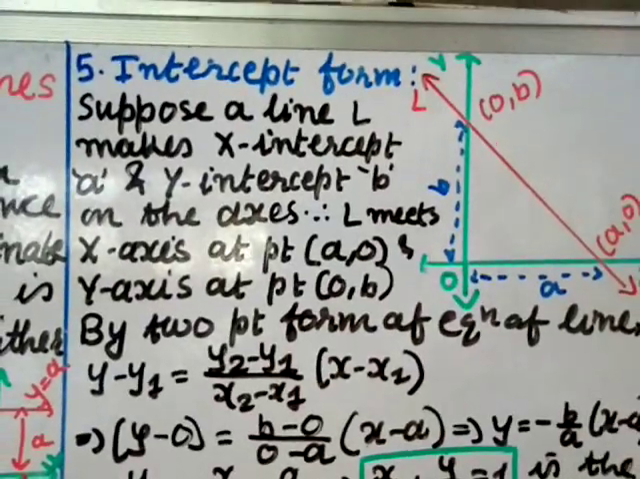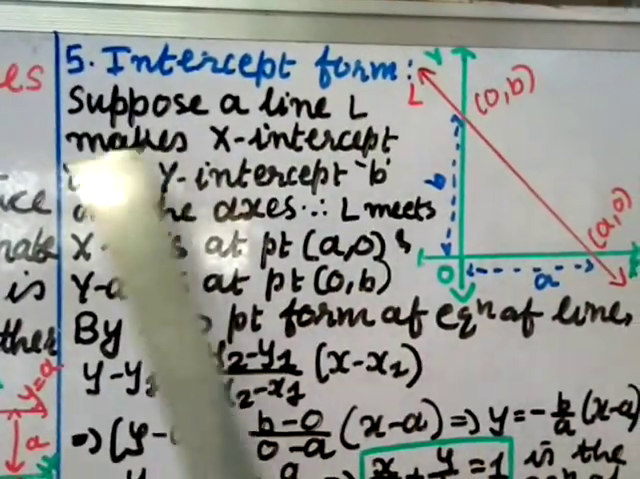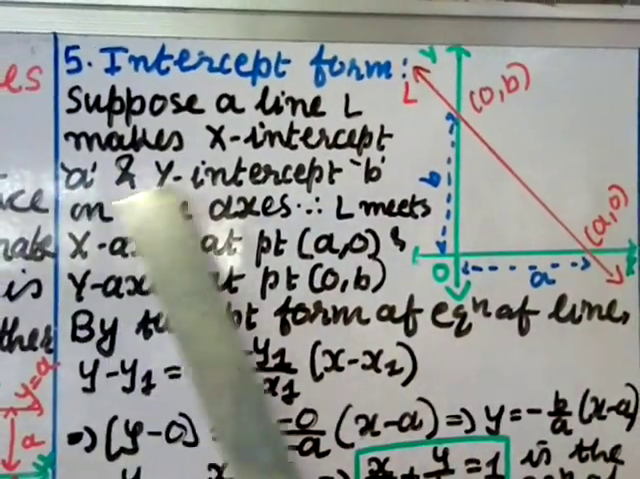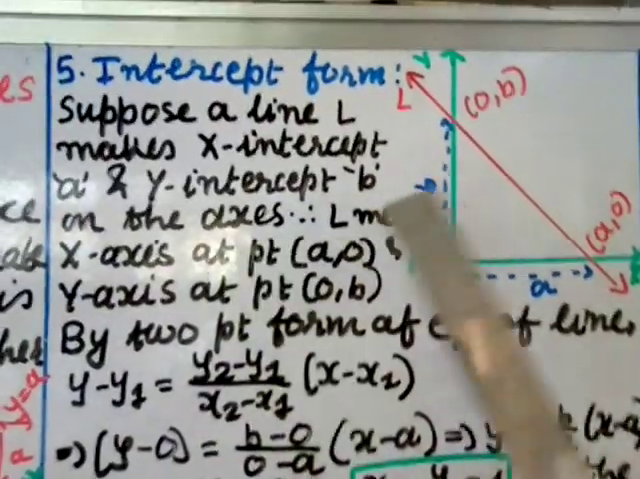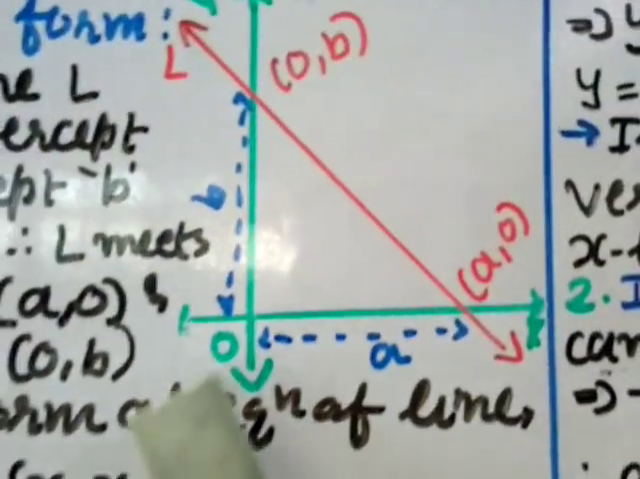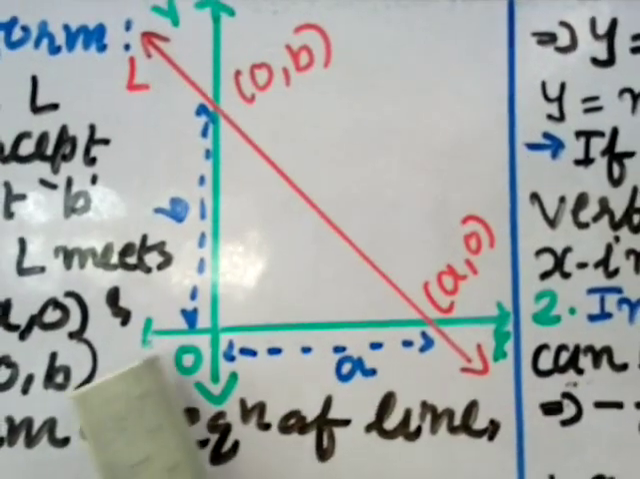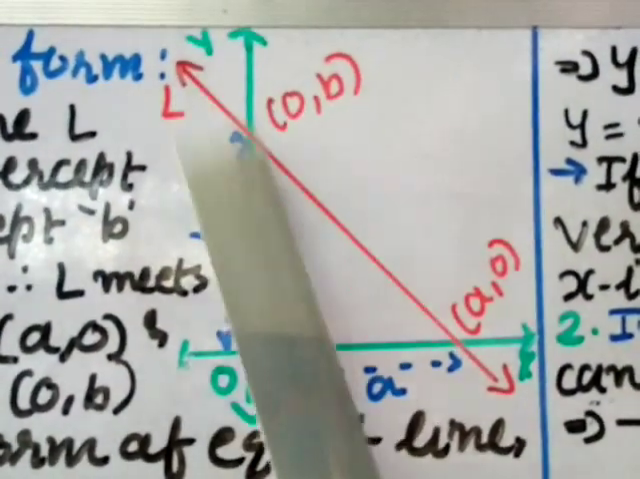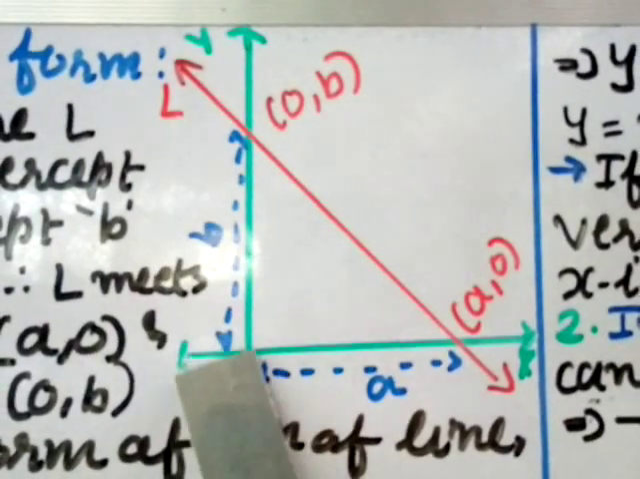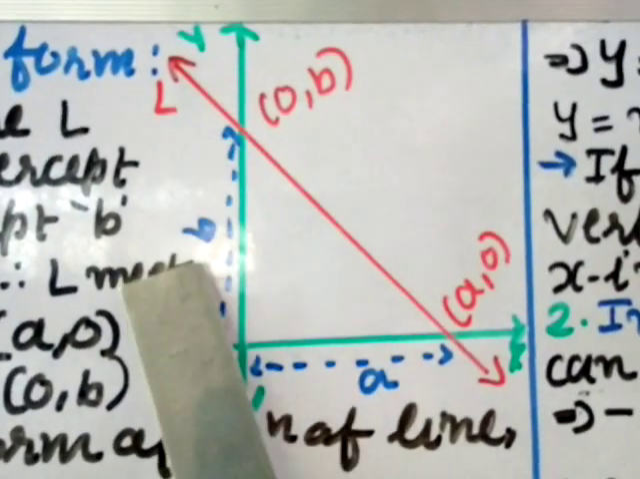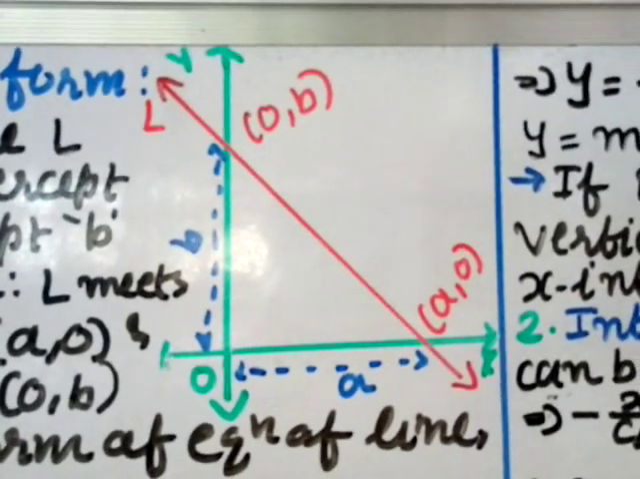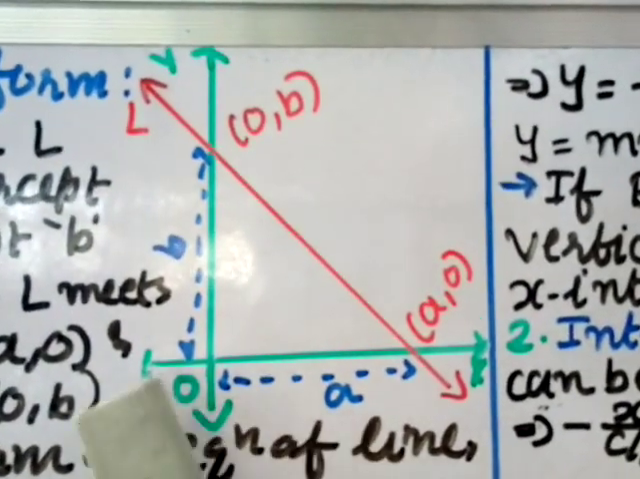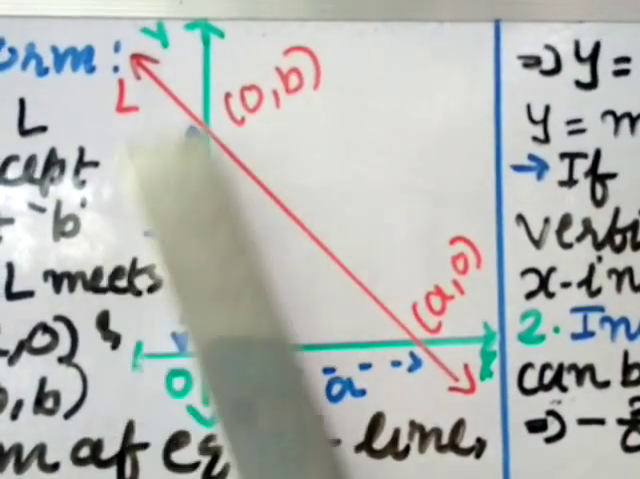Number 5, intercept form. Suppose the line L makes x-intercept a and y-intercept b on the axes. So this is the line L. It is cutting the distance a on the x-axis from the origin, so this is called the x-intercept, and it is meeting the y-axis at this point and cutting the distance b from the origin, so that is called your y-intercept. So the a-intercept is on the x-axis and the b-intercept on the y-axis.